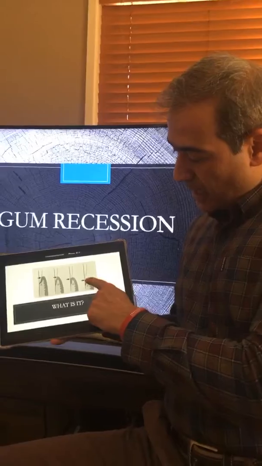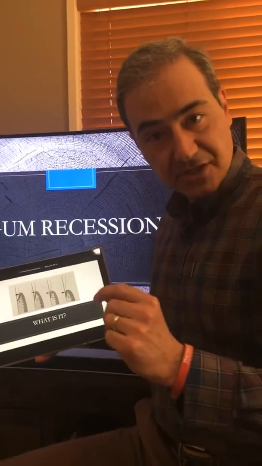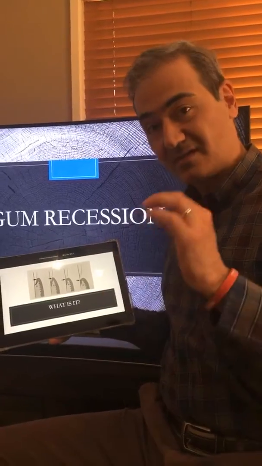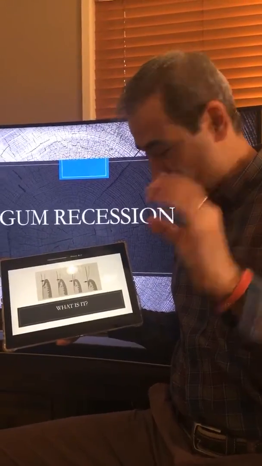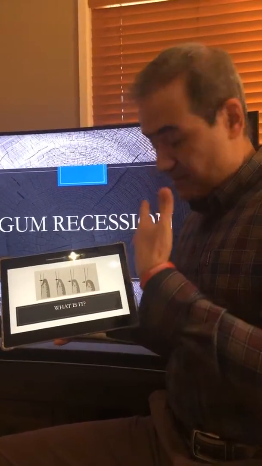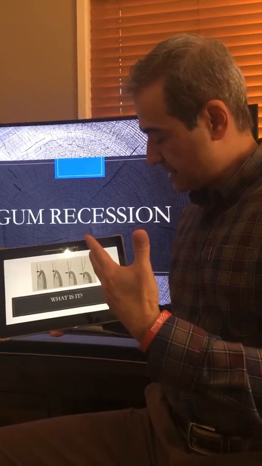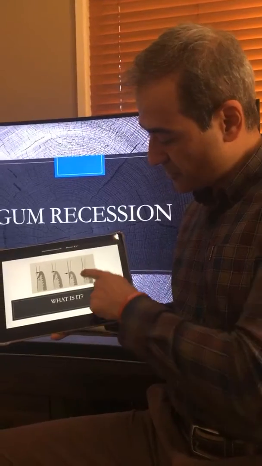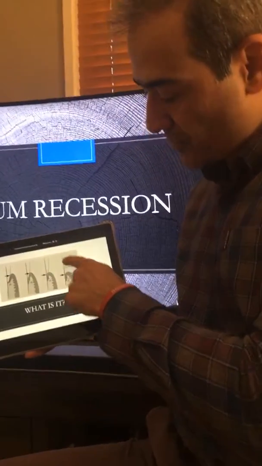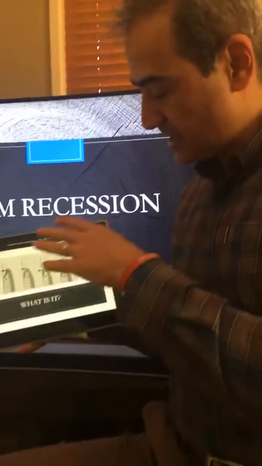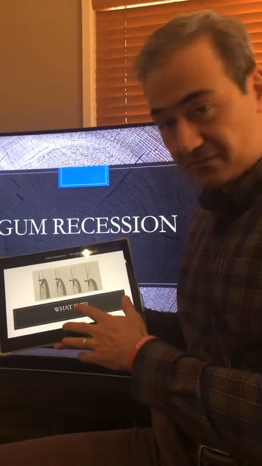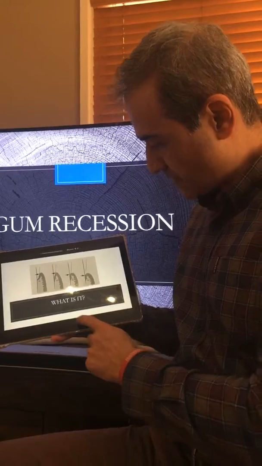So gum recession could cause some aesthetic problems because teeth appear much longer. Also, patients normally say those areas are quite sensitive, and also those areas, because they're not covered with enamel, could easily get decayed over time. So these are the problems of gum recession.